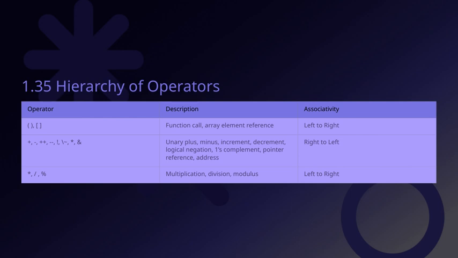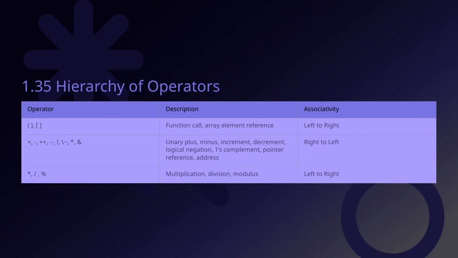Moving down, the second row involves unary operators like plus, minus, increment, decrement, logical negation, and the one's complement, as well as pointer reference and address operators. These are evaluated from right to left, which is somewhat unique. For example, when you have multiple unary operators, the order in which they are applied matters, and they are processed in reverse order compared to binary operators. Next, we have multiplication, division, and modulus operators. These fall under the left-to-right evaluation, meaning if you have an expression with multiple of these, they are evaluated from left to right, respecting their precedence.